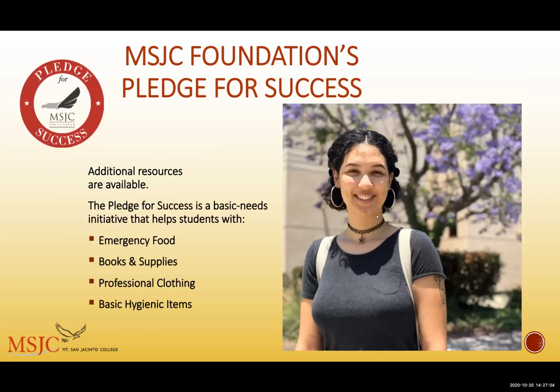Another thing that we do have on campus to help the student is the MSJC Foundation's Place for Success. Those are additional resources for students that did not qualify for financial aid, because we do have some students that unfortunately don't qualify every single semester, every year. So if you did not qualify for financial aid, then you can actually apply for the Place for Success, and they can assist students with basic needs: emergency food, books and supplies, some professional clothing for their classes and things like that, or any hygiene items that the student might be in need of.